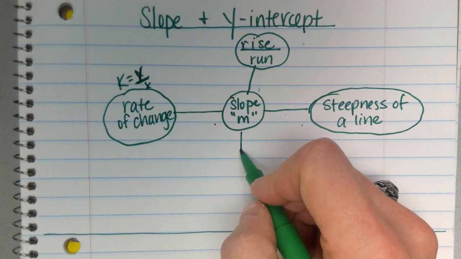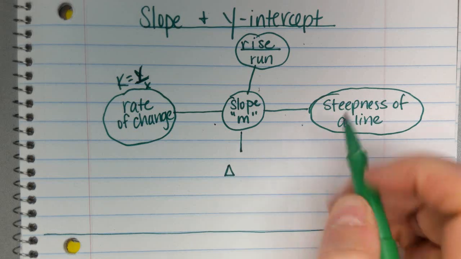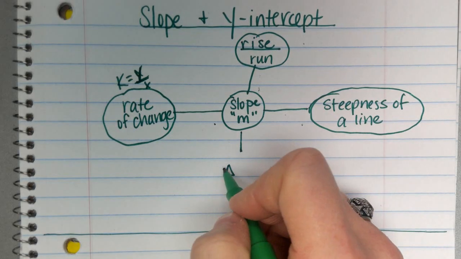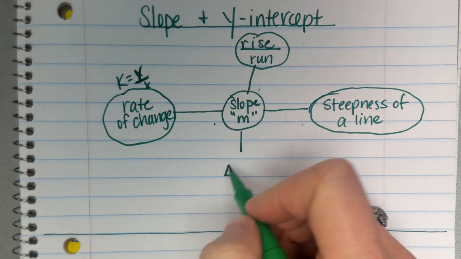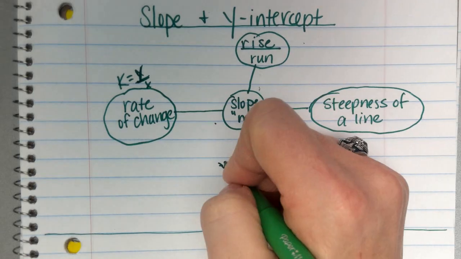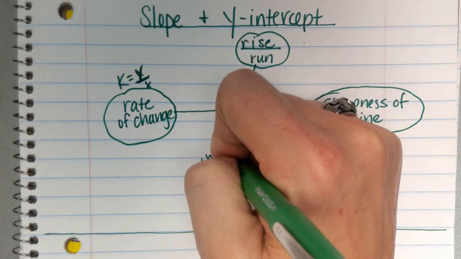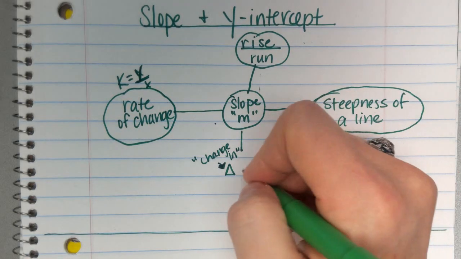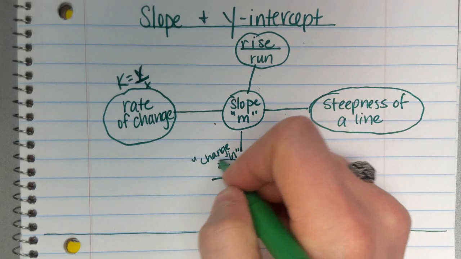And then we also know that it's the change in y, and this triangle is the Greek symbol for delta. It's a delta, and in math and science, you'll see it used to mean change in. So change in y over the change in x.